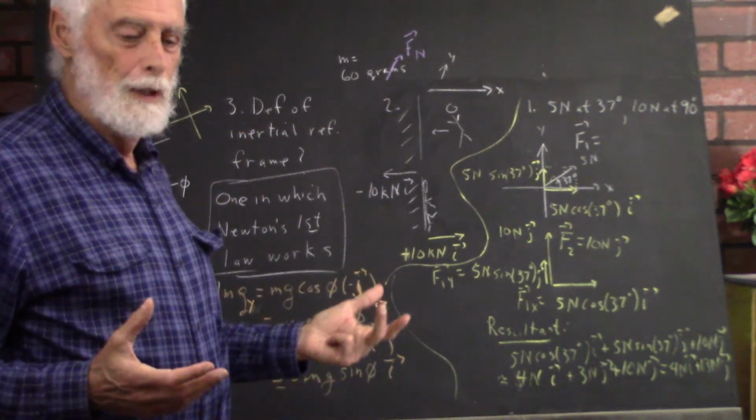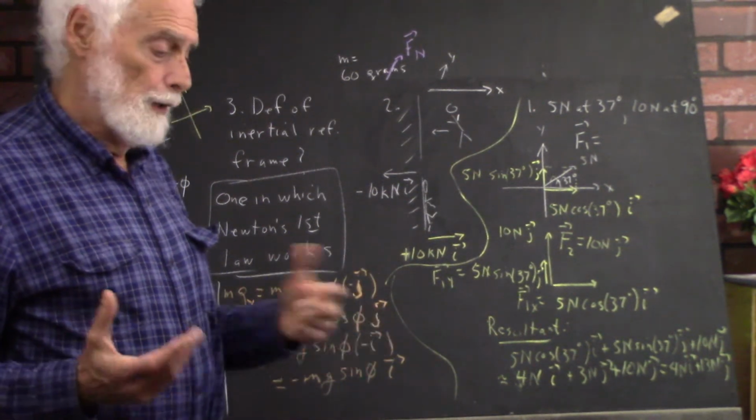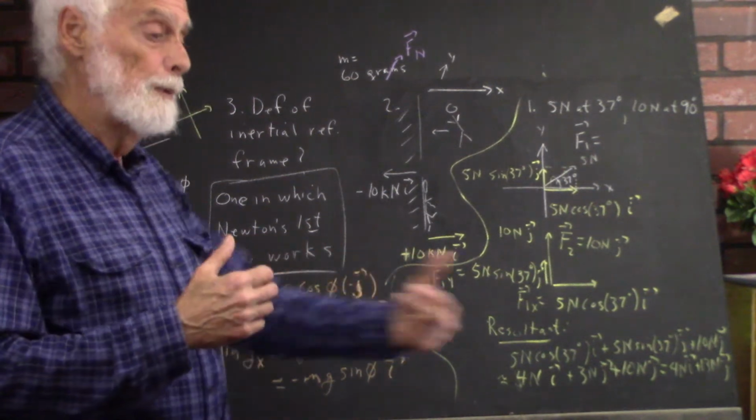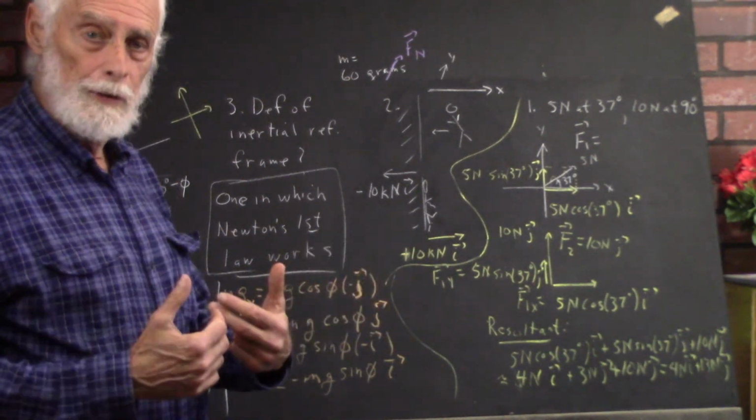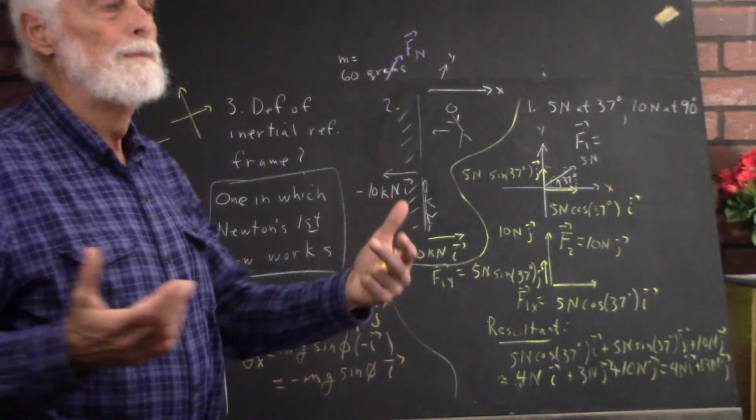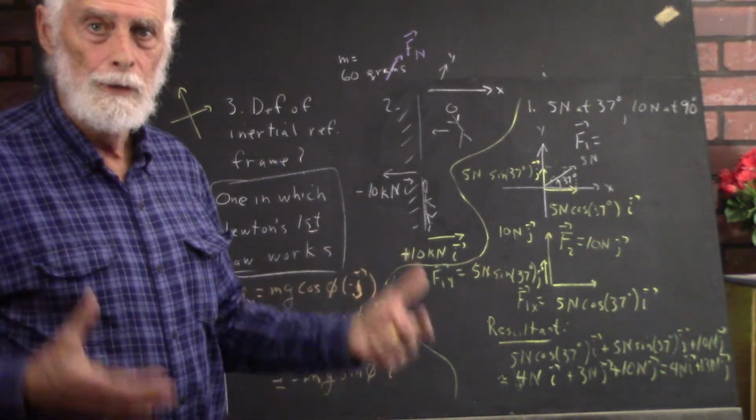Well, you hit the brakes, no force is acting on them. And relative to the road, they're still moving at the same speed, but your car's slowing down. The acceleration of your car makes the frame a non-inertial reference frame.